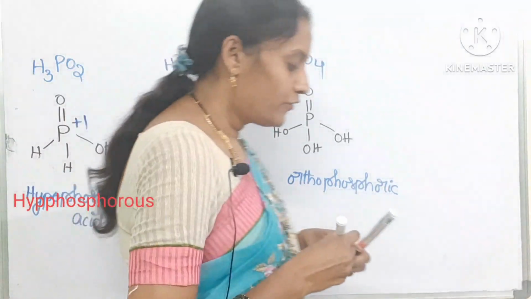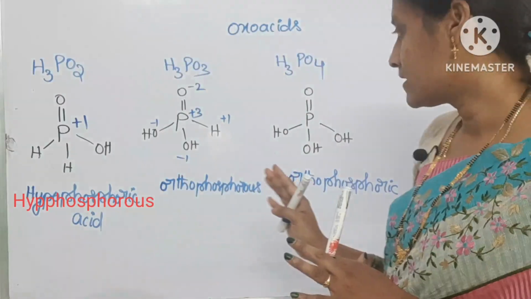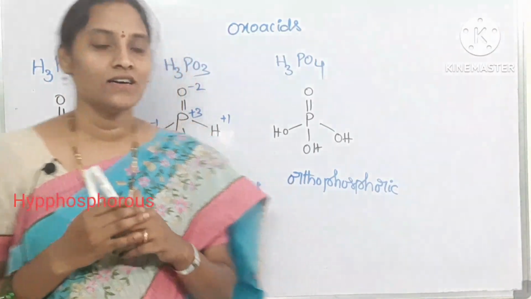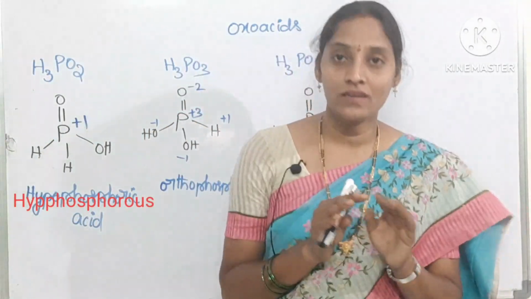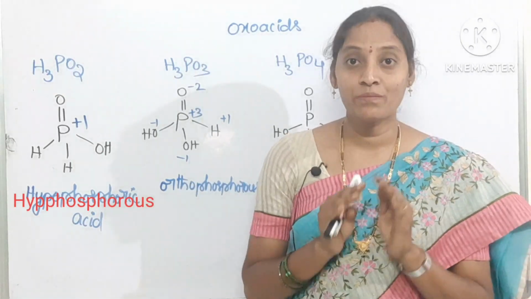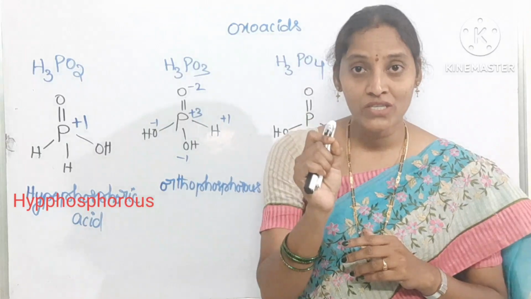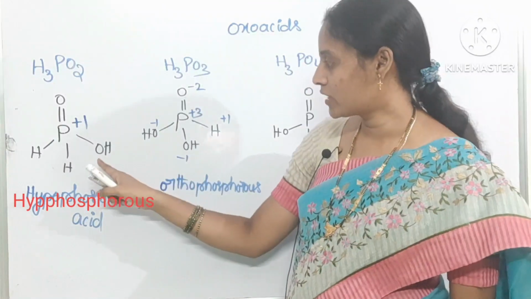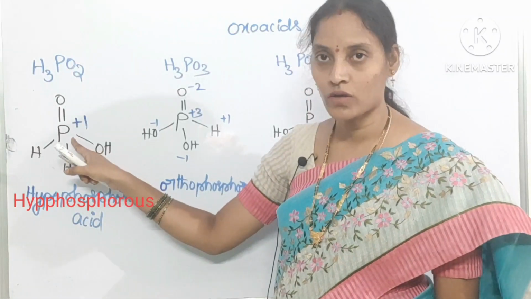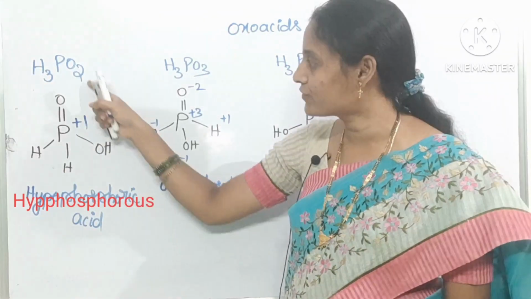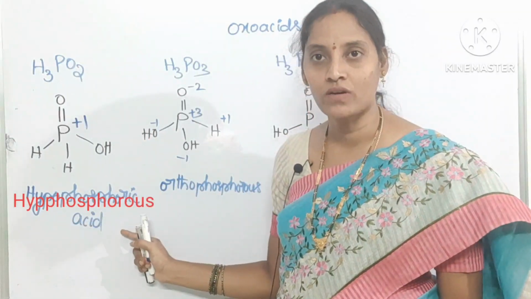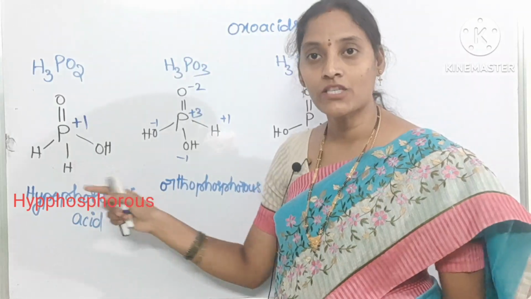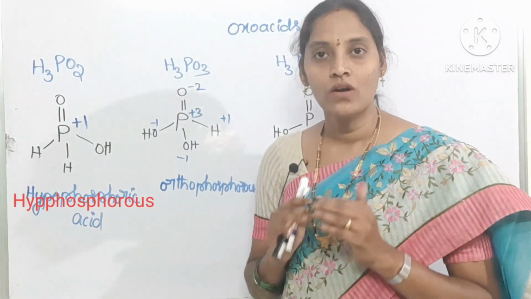If you see all these three acids, which one is more basic and which one has more reducing nature? Here the P-H bond is not ionizable, so the basicity depends upon the hydrogens attached to oxygen, which is attached to the phosphorus. So the basicity of H3PO2, hypophosphorus acid, will be one only, because the P-H hydrogens will not be ionized.